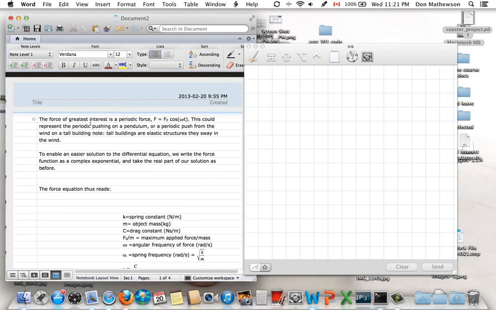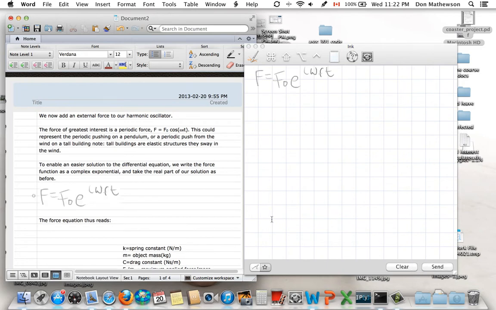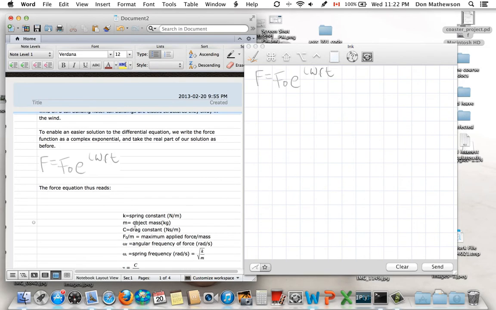Okay, so we're now going to look at forced oscillations where we apply a force that's periodic with the frequency omega f for the force frequency. We've seen that differential equations are easier to solve in exponential form, so we're going to write our forcing function as a complex exponential and just take the real part anytime we want to actually plot the graph or anything.